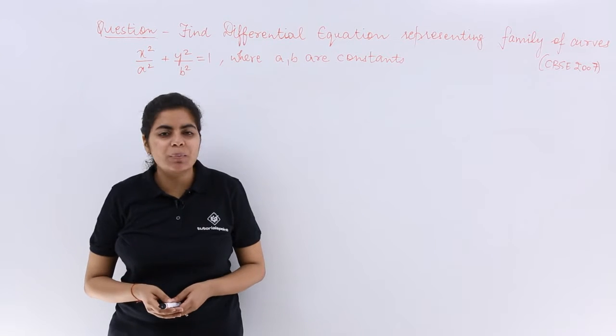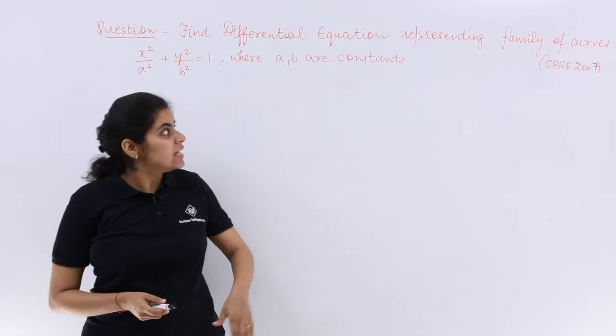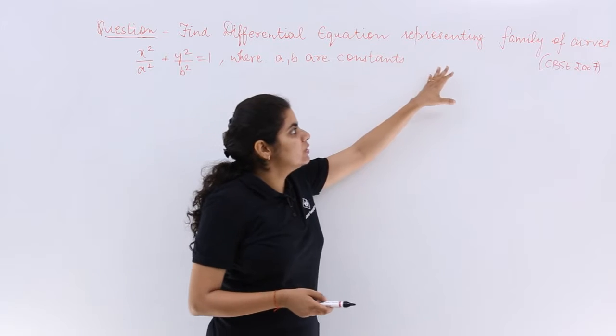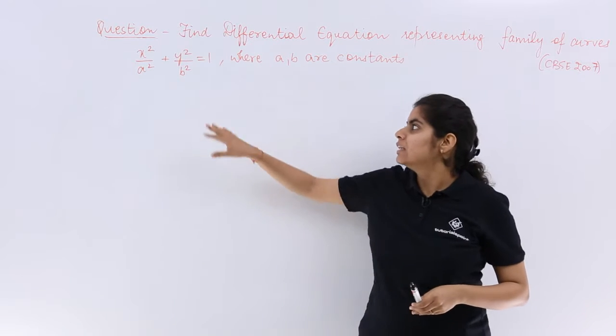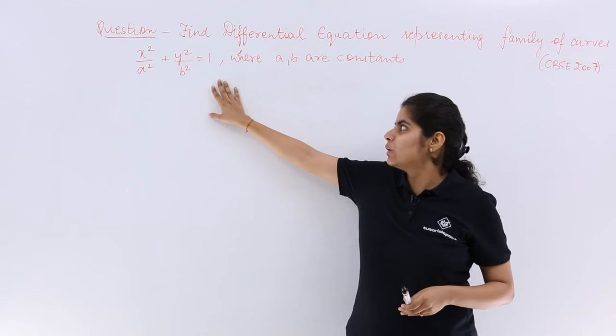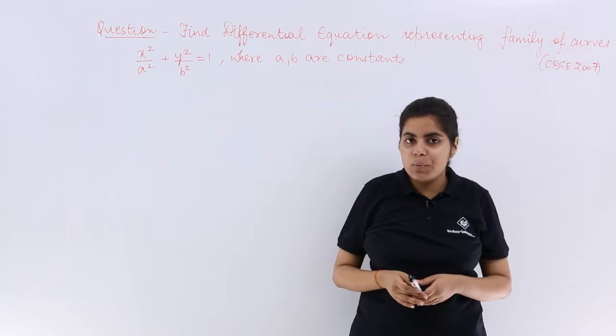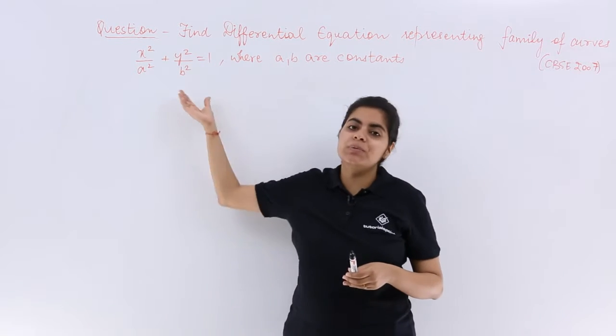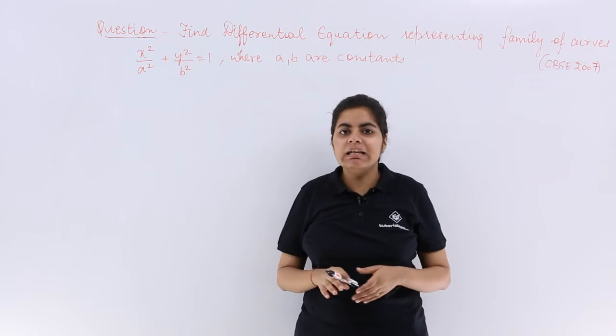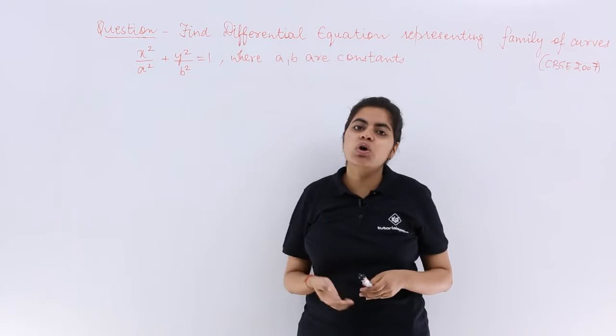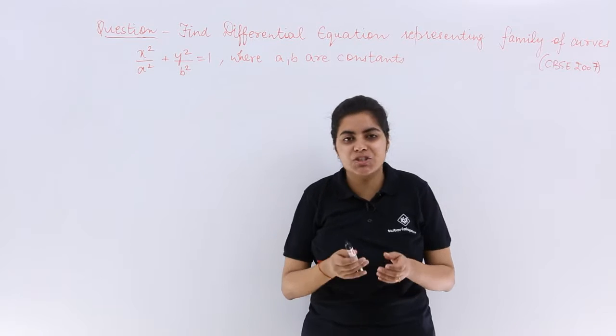This question is also based like the previous question. It says find the differential equation representing the family of curves. The given equation is x square upon a square plus y square upon b square is equal to 1, where a, b are the constants. The equation is given of an ellipse, as you can see. So very easy. Again you see that a and b are two constants, so you have to differentiate twice.